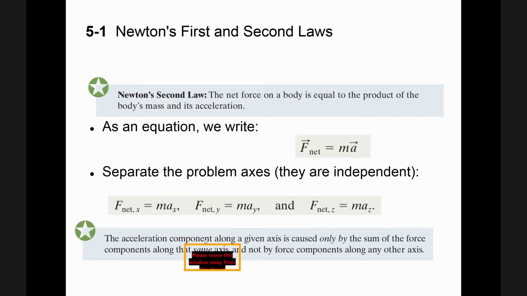Okay, let me see. Maybe I have someone who raised his hand. Anybody have a question? Faisal, go ahead. Should the acceleration always be in the same direction as its force? Net force. Yes. Net force, yes, correct.